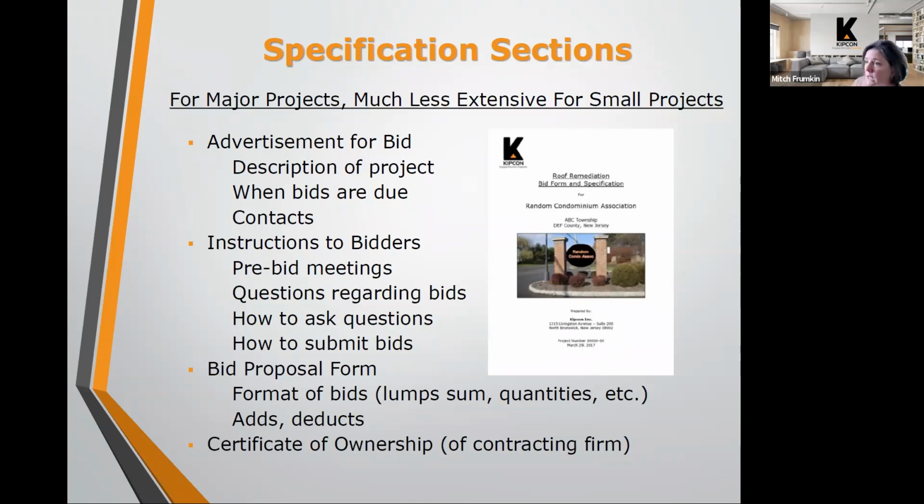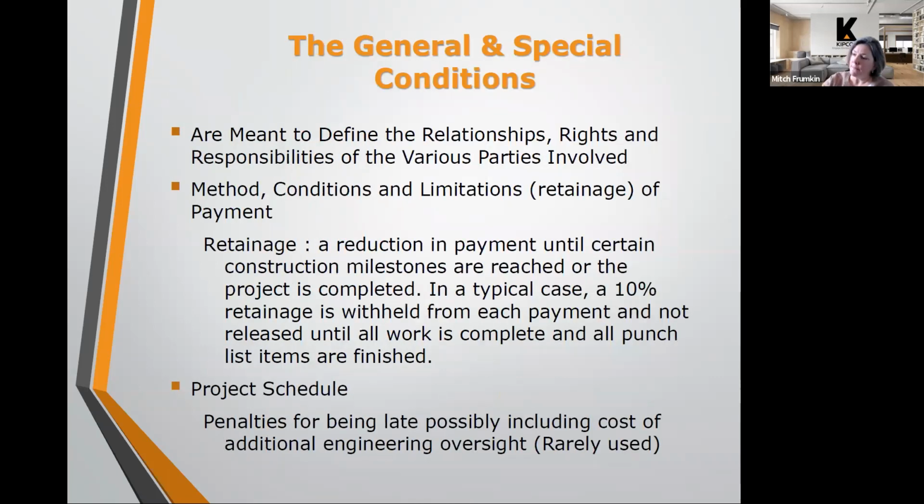Also included in the project manual, as I mentioned, is the bid proposal form, and we'll talk about the format of that. And then there's different documentation that sometimes may be included. It's often included once contractors are selected, though, such as certificates of ownership and insurance.